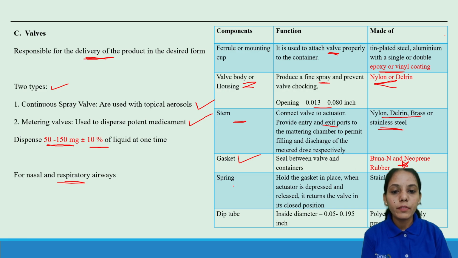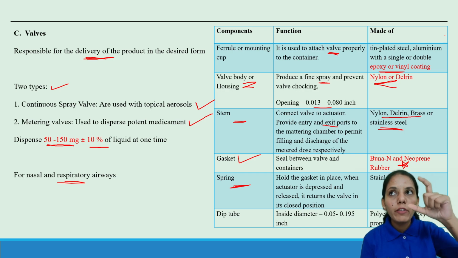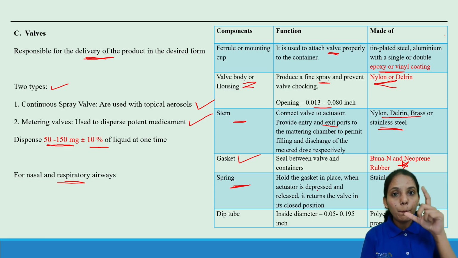Next is spring. Whenever you press the nozzle, it will come up. Otherwise, it will settle at the bottom only. So it should come back to the original place. It holds the gasket in place when the actuator is depressed and released. That pressing is nothing but depression and release. It returns the valve to its closed position. Spring is made up of stainless steel.